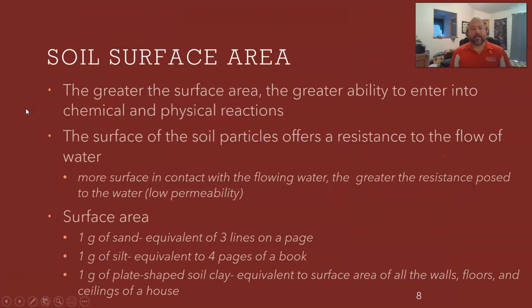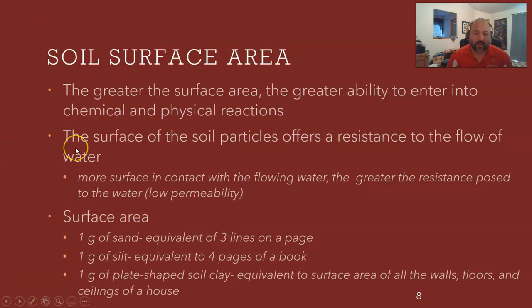All right, our next topic in terms of soil physical properties: soil surface area. The greater the surface area, the greater the ability to enter into chemical and physical reactions. If you quickly think back to some of the stuff I've already said, you should be sitting there going, clay, clay, clay, clay, because clay has a greater surface area than either sand or silt.